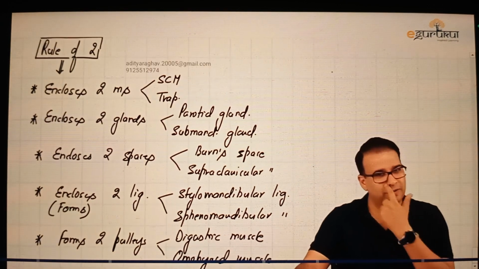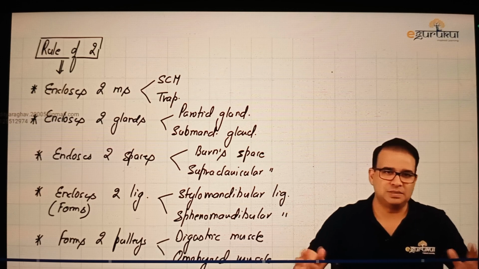So that is the so-called rule of two for the investing layer. It includes two muscles, two glands, two spaces, two ligaments, and also forms two pulleys.